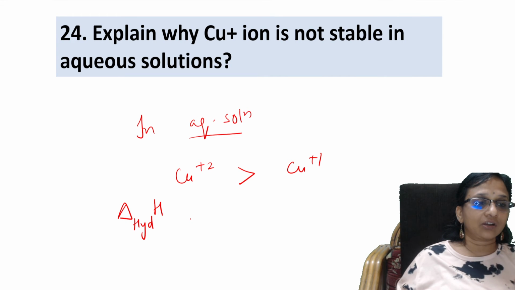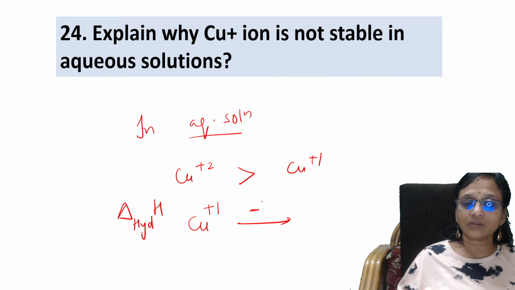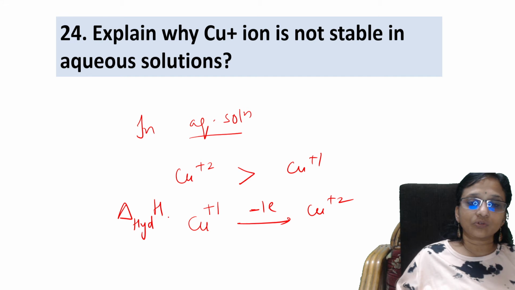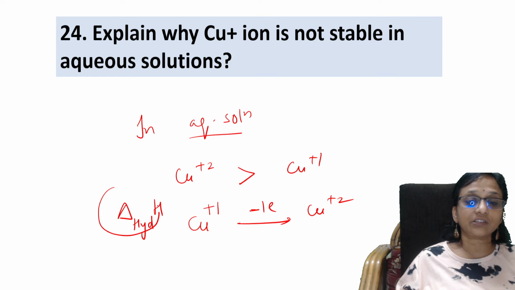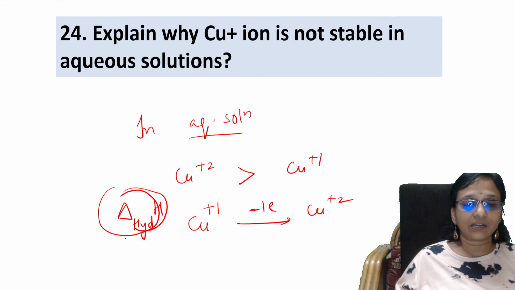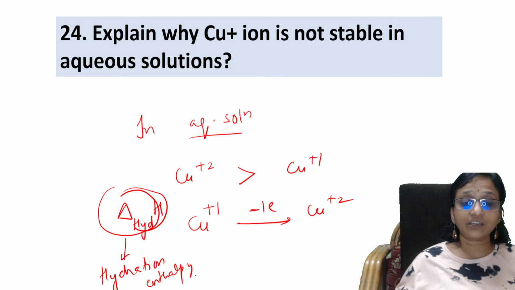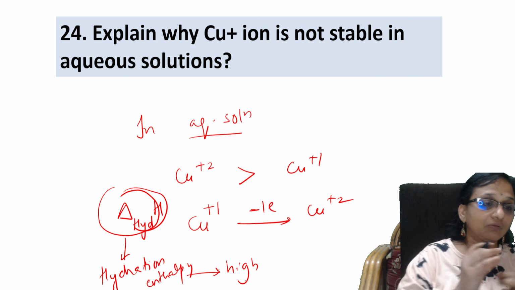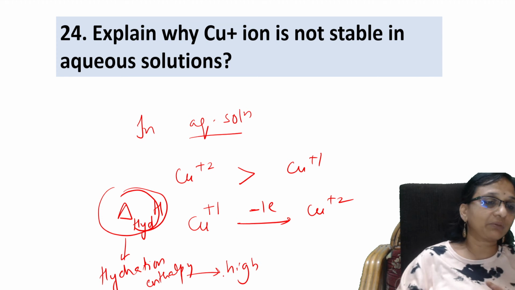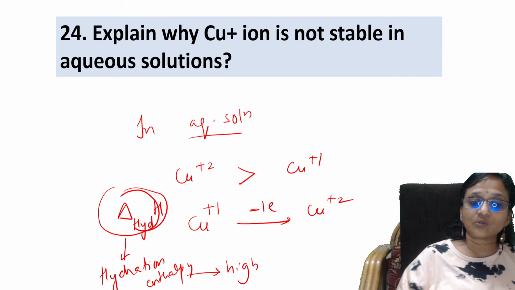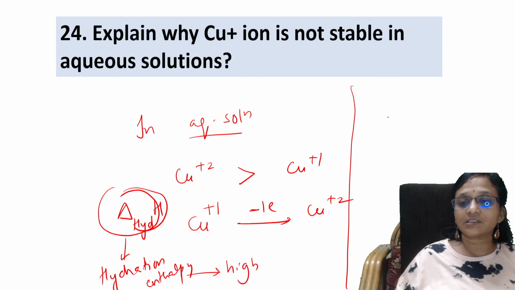To take out one electron, I have to take it out from Cu+, becoming Cu2+. Check carefully. So to take out one electron, this hydration enthalpy is applied. I'll write again here: hydration enthalpy is very, very high, so to pull out one electron, it will become unstable. That's why Cu+ is unstable.